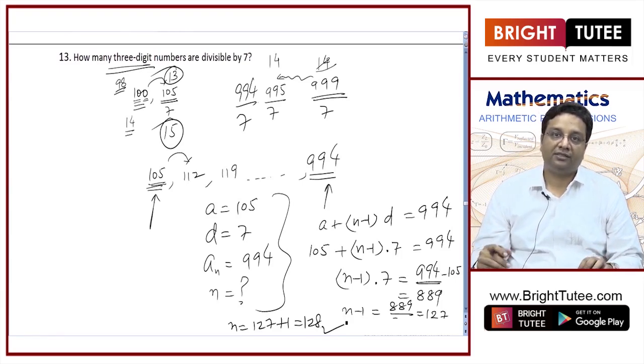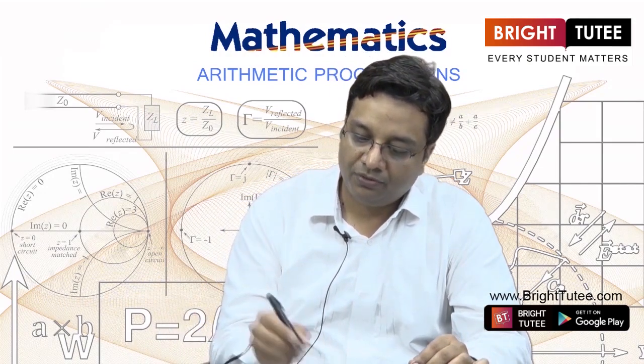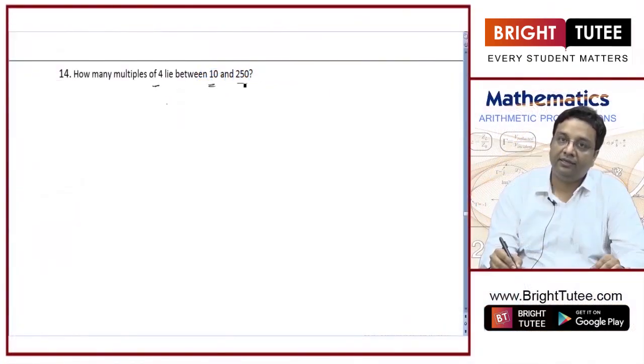Okay, so let's end this lecture at this question, and we will continue with some more questions in the next session, right? Let's look at some more questions. The next question says, how many multiples of 4 lie between 10 and 250?